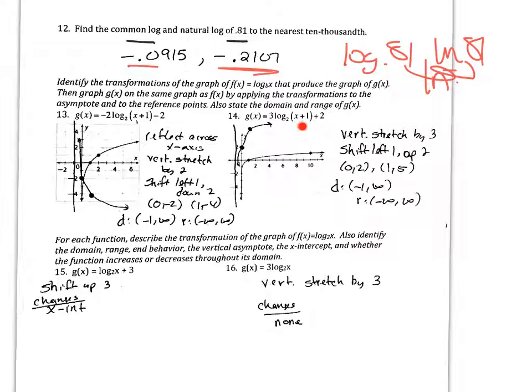I need the parentheses to be 2, so I'm going to plug in a 1, which is my x. If I plug in 1 up here, that means the log is 1. 1 times 3 is 3. 3 plus 2 is 5. There's my other point, 1, 5. 0, 2, and 1, 5 are my 2 points. Don't forget your domain and range.